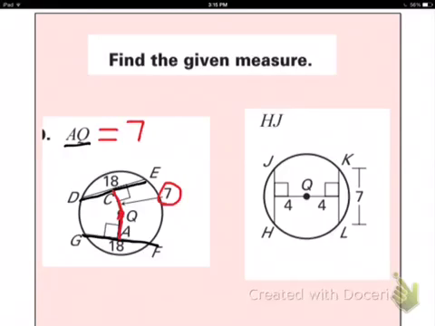In the second example, I can tell that the distance from Q to chord KL is 4. And I can tell the distance from Q to chord JH is 4. So I want to find the distance from H to J. H to J is a chord. And if they have the same distance to the center as K to L, which is equal to 7, chord HJ must also equal 7.